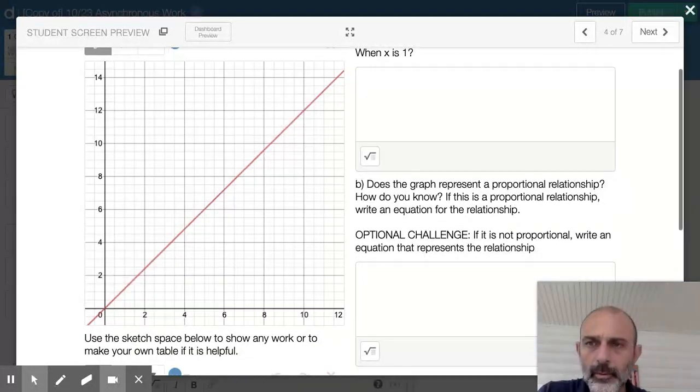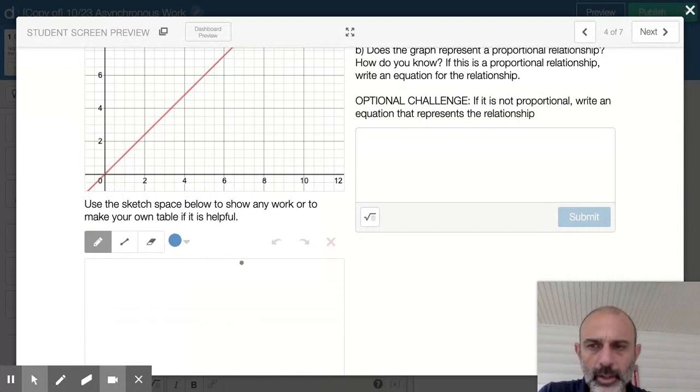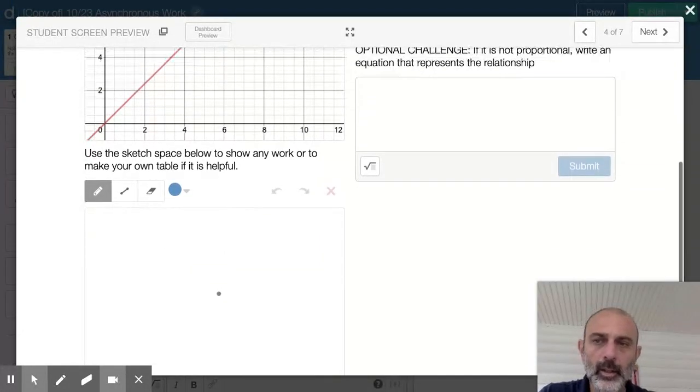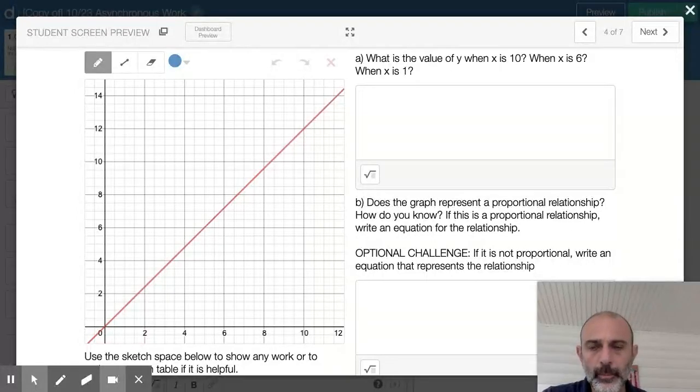1. And for this question, we didn't give you a table to fill in, but we gave you blank sketch space to fill in. Want to start to have you think about, do you need to make a table? And if you do, we're going to ask you to make your own.